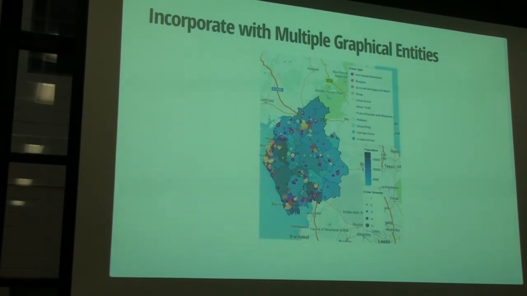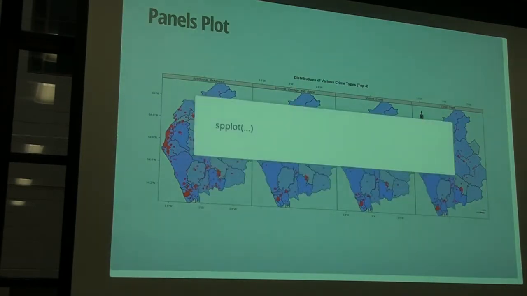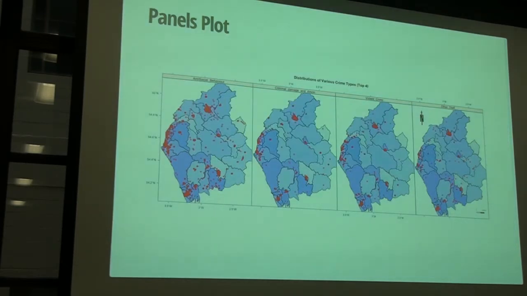One way to do it is to present them in different panels. Like in this plot over here, instead of presenting the type of crime scenes in different colors, we could present them in different panels. And then we keep the same amount of information, but in each panel, you reduce the amount of graphical entities into a reasonable form that you could understand. And for spatial data, if you want to create a plot like this, you just need to use the SP plot. Again, it's very straightforward.